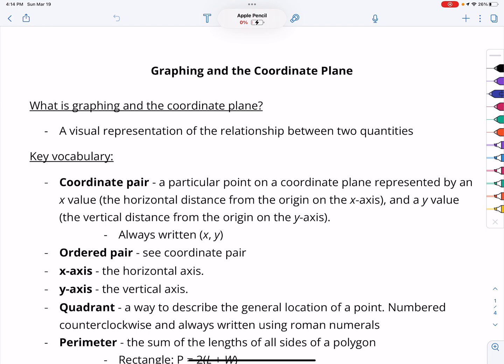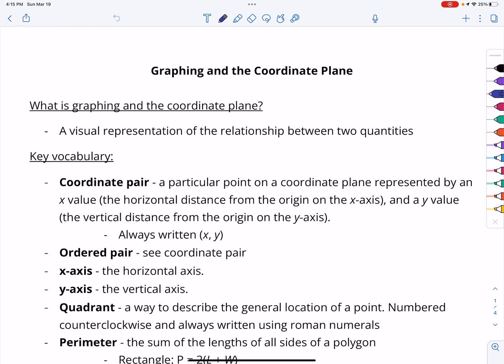So graphing in the coordinate plane, it's a visual representation of the relationship between two quantities. And so those are usually labeled on one of the axes, and we will get more into that in a moment. So when we are graphing, we are going to be using coordinate pairs, and that's just a particular point on a plane represented by an x value, which is the horizontal distance from the origin on the x-axis, and a y value, which is the vertical distance from the origin on the y-axis.